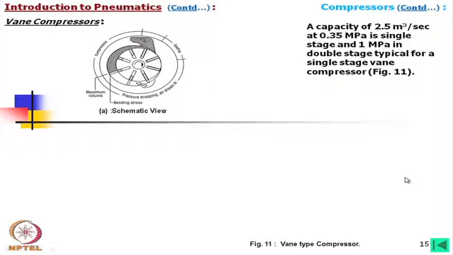Now, next one is the vane type compressor. In vane type compressor, the principle is exactly the same as in hydraulic machines, oil hydraulic machines. Now, this is a typical capacity 2.5 meter cube per second, this is very high, and 0.35 megapascal in single stage.